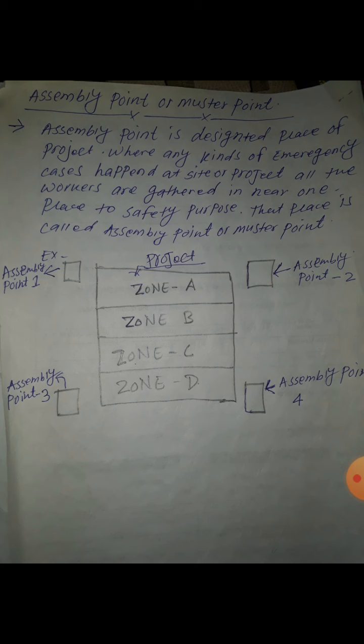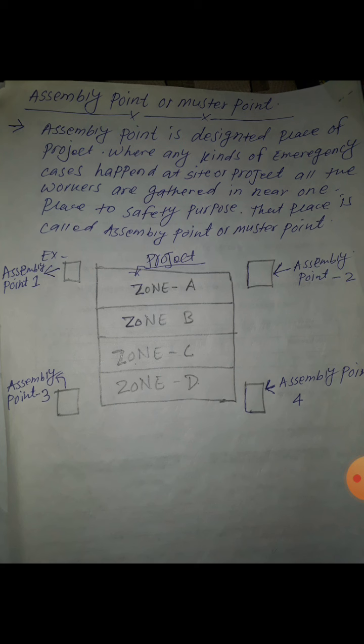Assembly point or master point means a designated place of the project where any kind of emergency happens at site. Suppose there is a fire on site, or some gas leakage inside, or some chemical leakage inside, any problem like that, at that time all of you come to the assembly point.